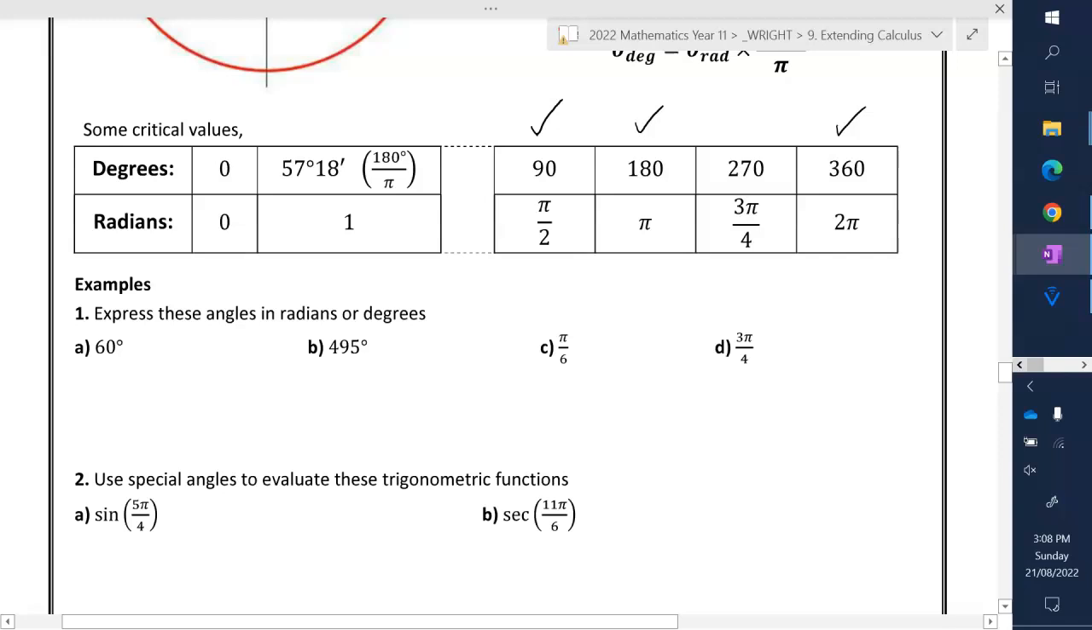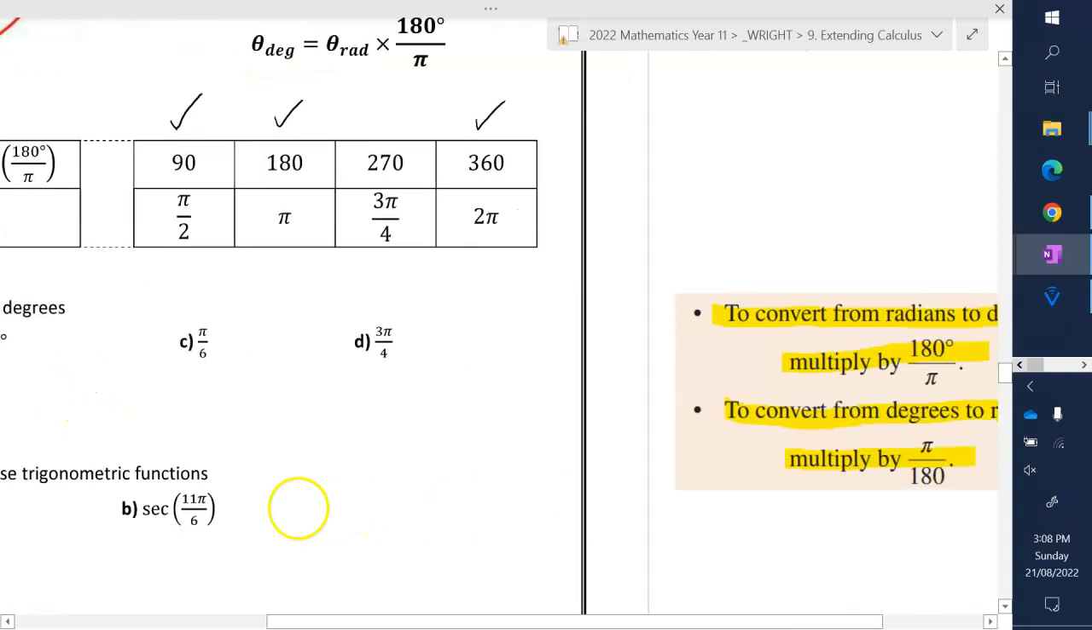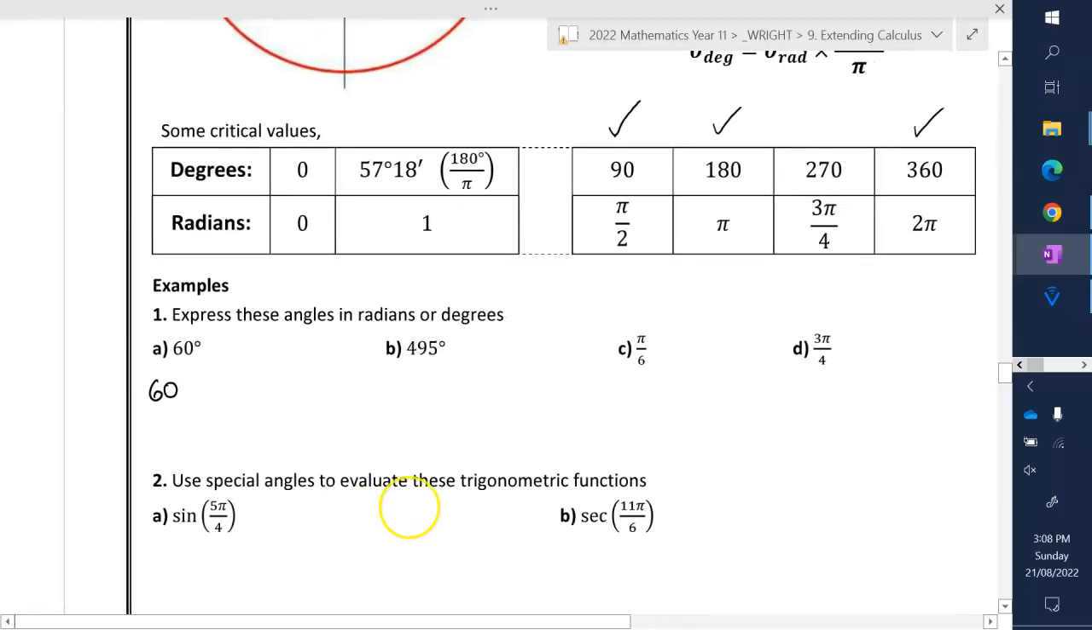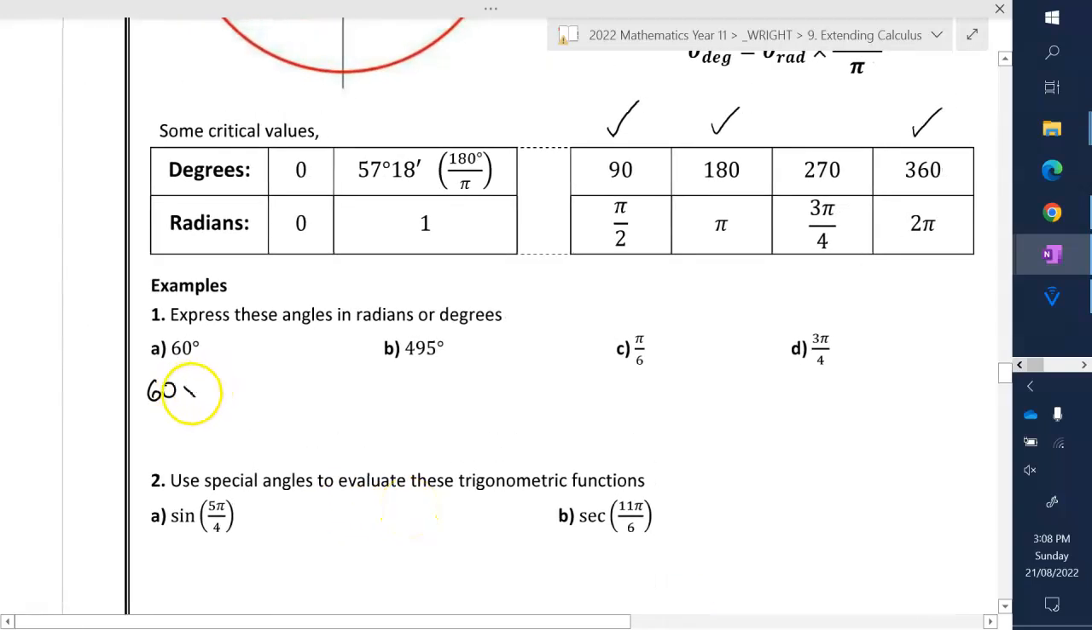So the first one, 60 degrees. So we've got 60 degrees and we want to go to radians. So we're in degrees, we want to go to radians, so we're going to multiply by pi over 180. So if I'm timesing that by pi over 180, I'm going to have pi on the top line. I'm going to have zeros cancel out. 6 over 18, 6 threes are 18. So it becomes pi over 3.